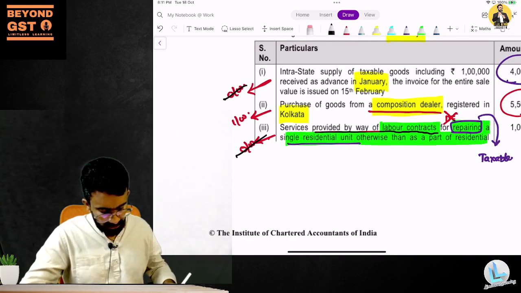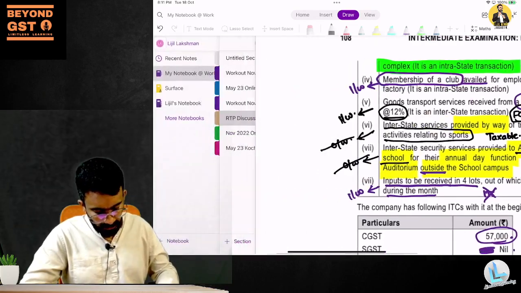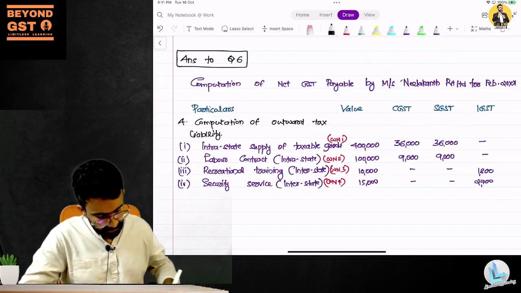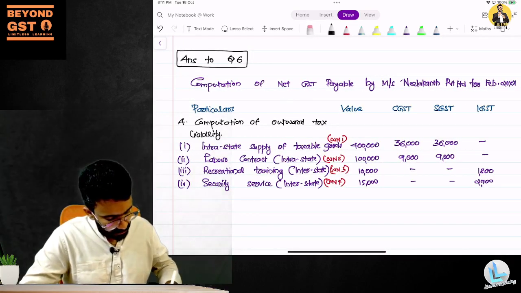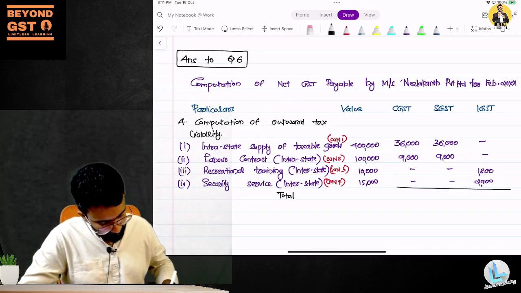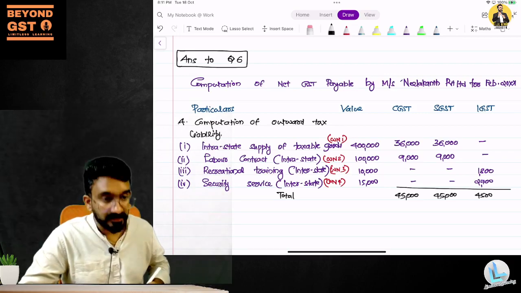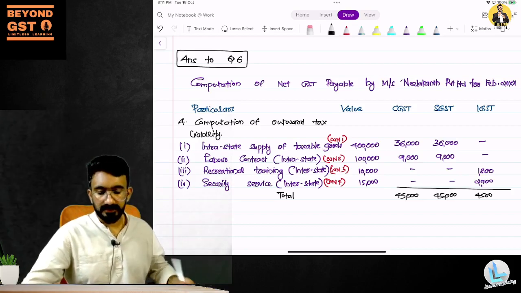This is covered, and this is covered. Now we will do a total. What's the total that we get of the GST? So what's our outward tax liability? 45,000. 4,500. Is this correct? All of you?